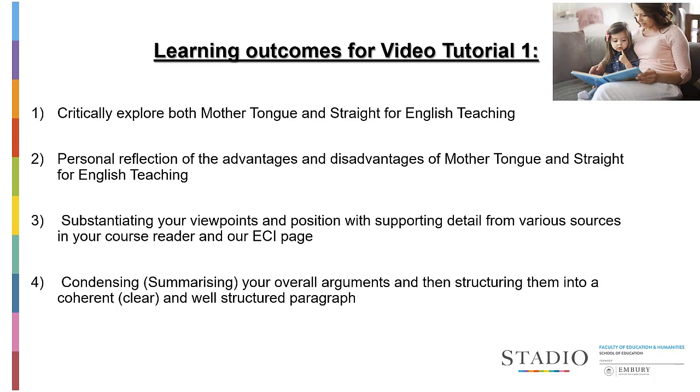The first and most important learning outcome for Unit 1 is that you should be able to critically explore both the mother tongue and straight for English teaching approaches. Whenever you see the words critically explore, you should be able to discuss the advantages and disadvantages of a particular theory or idea. The focus here, however, is on two different teaching approaches. Mother tongue teaching and straight for English teaching, I'm sure we all know by now, are two opposing ideas around how an additional language should be taught. Each approach has a pro and a con.